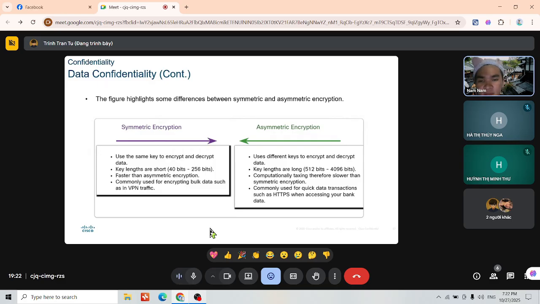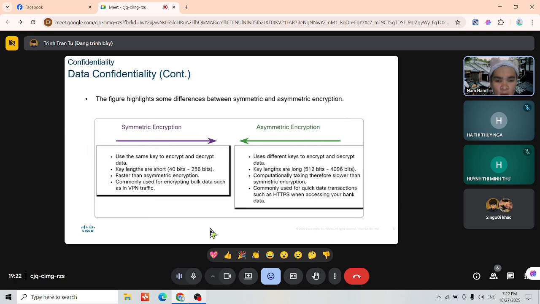The figure highlights some differences between symmetric and asymmetric encryption. About symmetric encryption, we use the same key to encrypt and decrypt data. Key lengths are short, from 40 bits to 256 bits. It is faster than asymmetric encryption and commonly used for encrypting bulk data sent over VPN traffic.